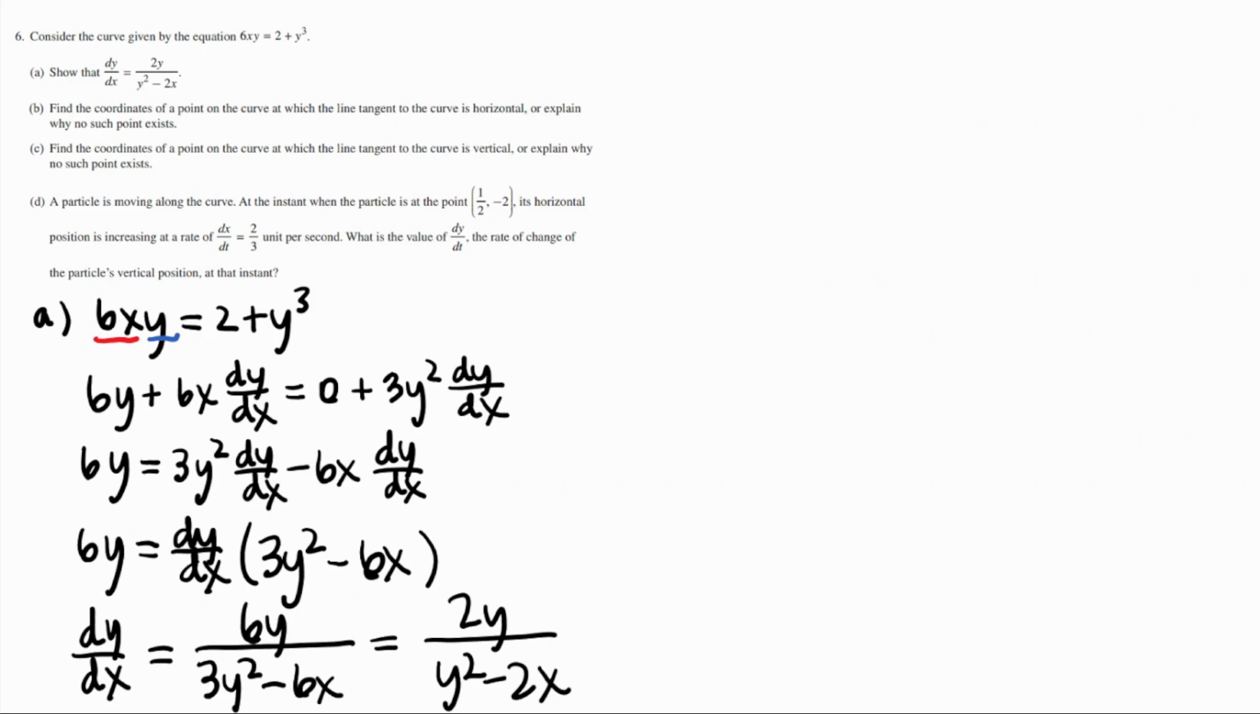Find the coordinates of a point on the curve at which the line tangent to the curve is horizontal, or explain why no such point exists. For part B, if the tangent line is horizontal, that means the slope of the tangent line, dy/dx, is equal to 0. And dy/dx would equal 0 only when the numerator of dy/dx was equal to 0 and the denominator was non-zero. So that's where 2y equals 0, which means that y has to equal 0.